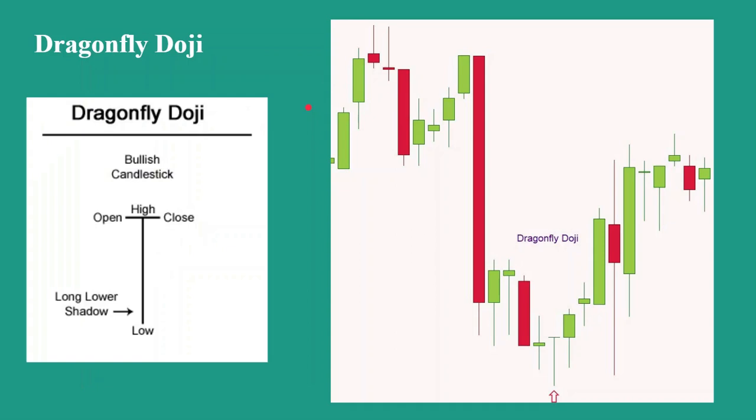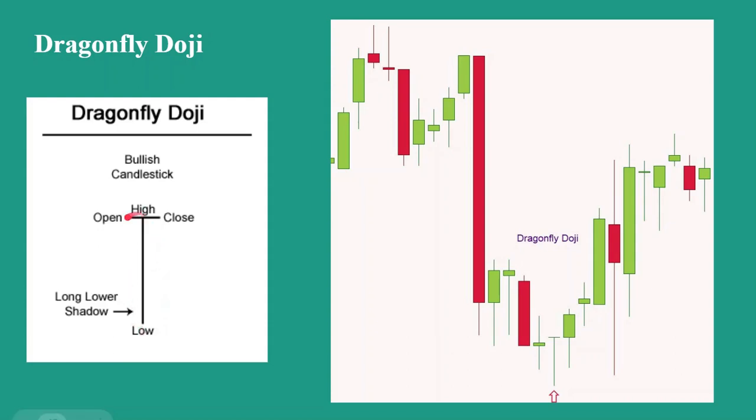The Dragonfly doji forms with the open and close near or at the high of the candle. This is a schematic view of the Dragonfly doji, and you can see the open and the close is almost at the high of the candle. This candle emits bullish implications.